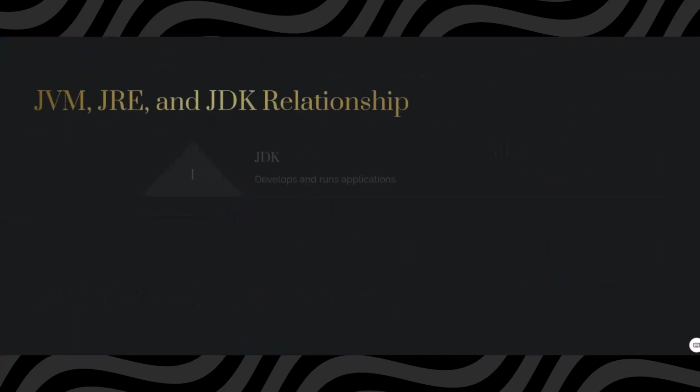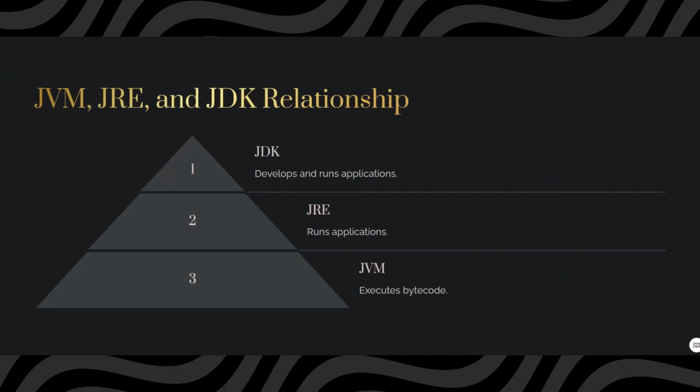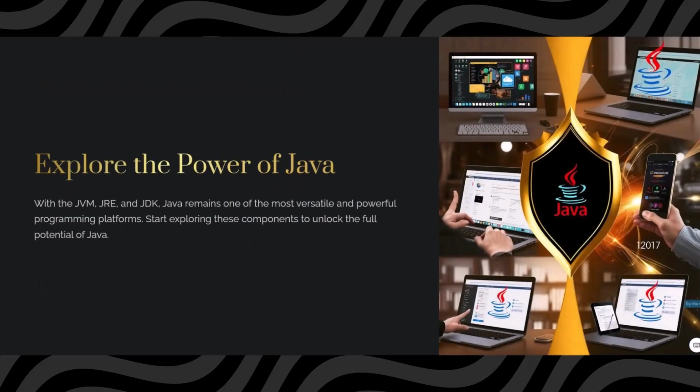To summarize, the JVM is an engine that executes Java programs. The JRE provides the runtime environment, including the JVM and core libraries to run applications. Finally, the JDK is the complete toolkit for developers, containing both the JRE and additional tools for creating Java applications. With the JVM, JRE, and JDK, Java remains one of the most versatile and powerful programming platforms. Start exploring these components to unlock the full potential of Java.